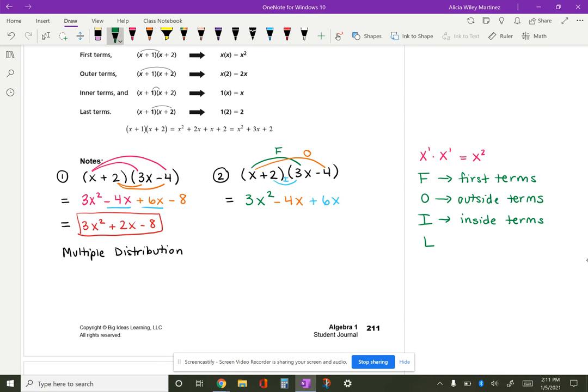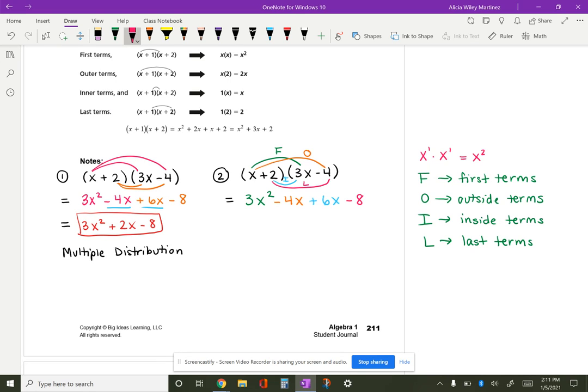The L stands for the last terms, meaning the last terms of each binomial. And so that's going to be this one right here. So the last term of the first binomial and the last term of the second binomial would be the 2 and the -4. That's going to be your L. Okay, and we know that 2 times -4 is -8.